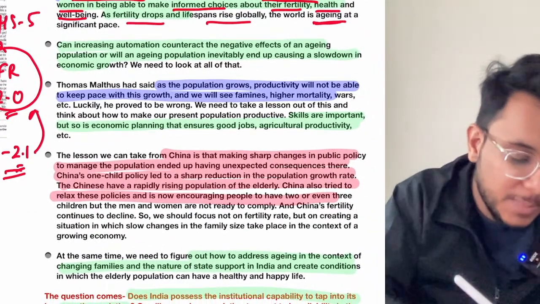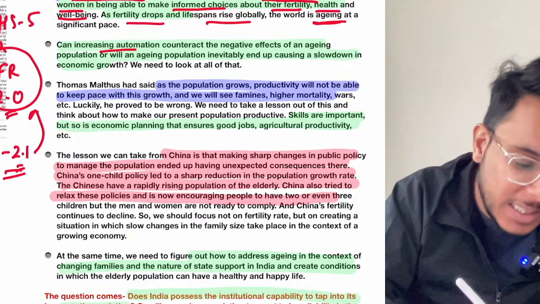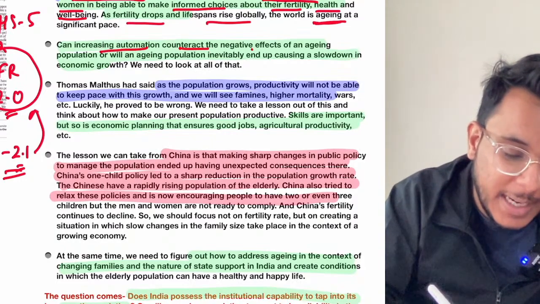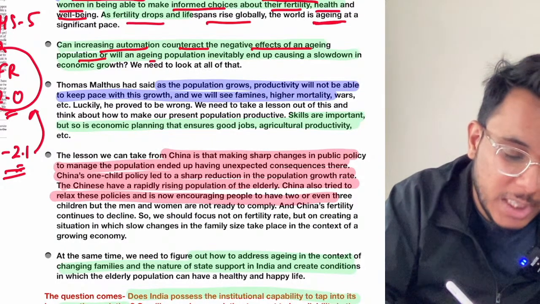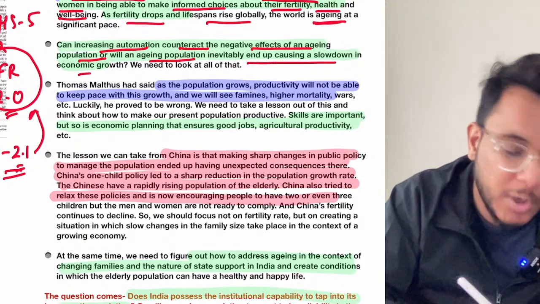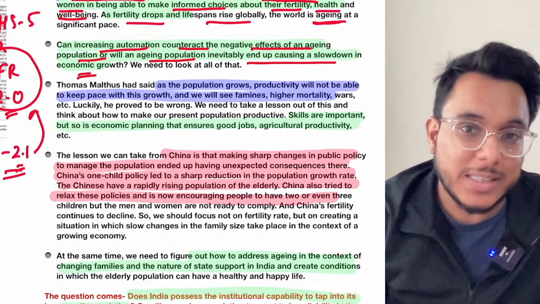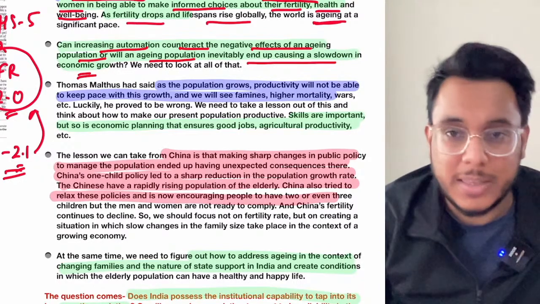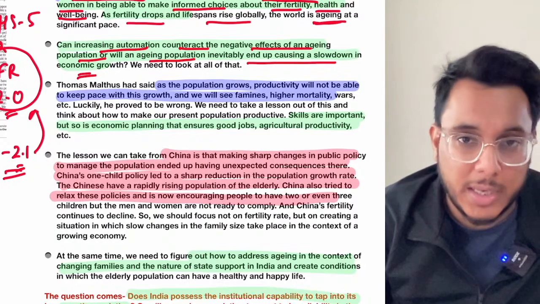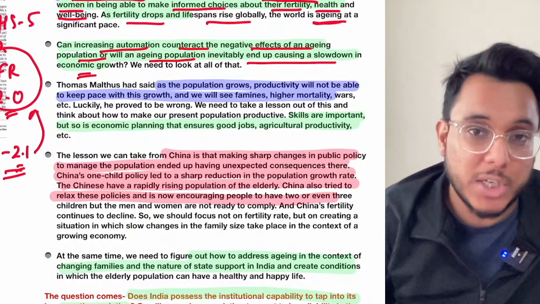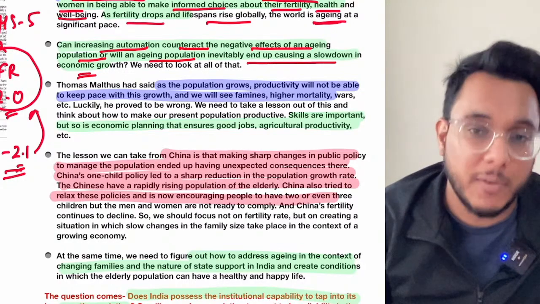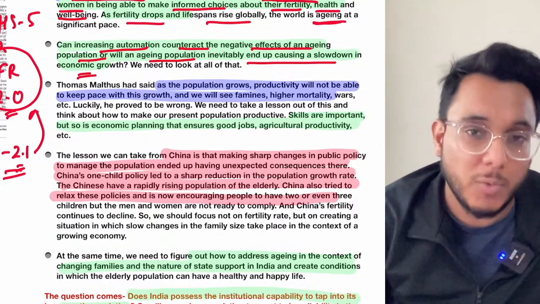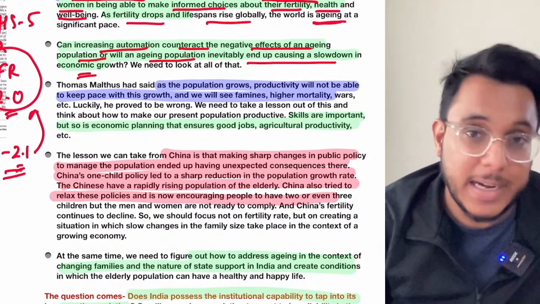Now the question posed is: can increasing automation counteract the negative effects of an aging population, or will an aging population inevitably end up causing a slowdown in economic growth? You see, automation is coming, artificial intelligence is coming, so can the graying population be used there, or if we have a graying population, will it impact economic growth? Because obviously a gray population cannot work in physically demanding tasks.